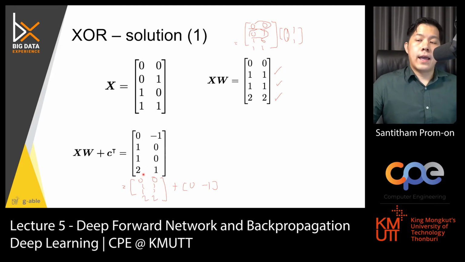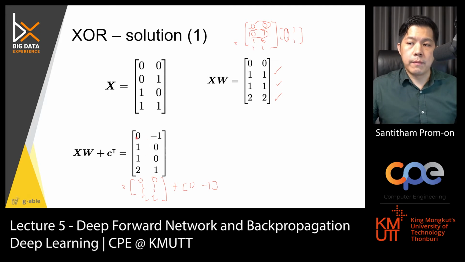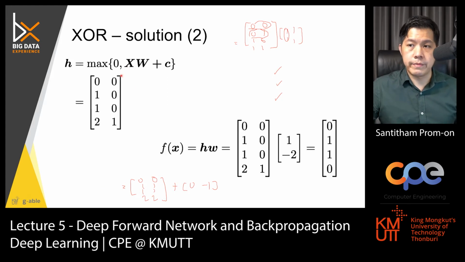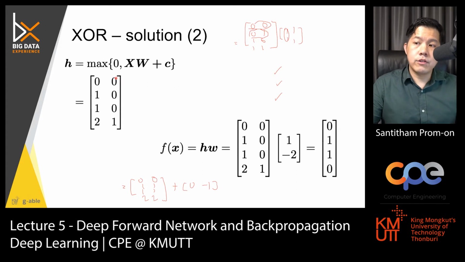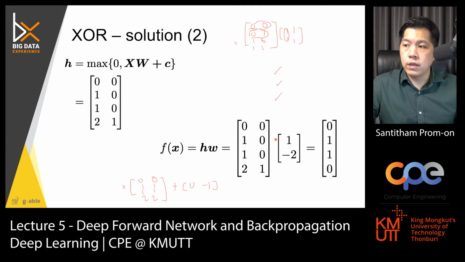Okay? And if we were to put this into the activation function, anything less than 0 would be 0. That's why minus 1 becomes 0. And we got h. Then multiply h with w. So this is 0 and 0, multiply with 1 and minus 2. You get 0, 1, and 0. Multiply with this, you get 1. This one and this one, you get 1. And 2 and 1, this would be 2, this would be 1, you get 0.